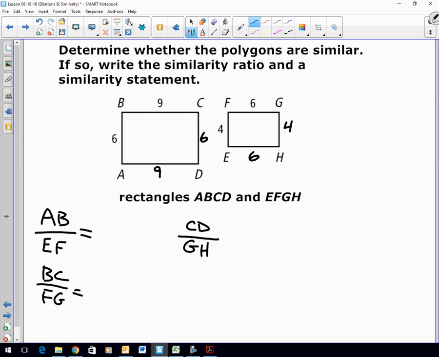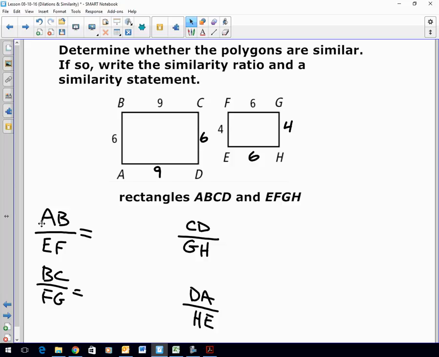Alright. The last side down here. Look at it. Last side. I know this is different. I'm going to go D to A over H to E. Okay. Have I solved anything yet? Not a thing. But I've done the most important step, right? Set up my problem, setting them up proportionally. Because from here, it's child's play, right?